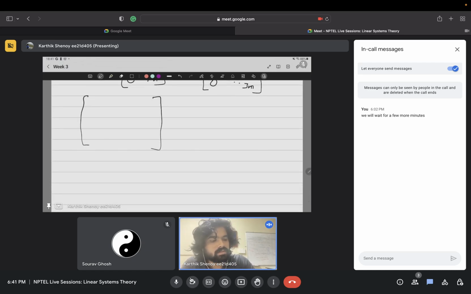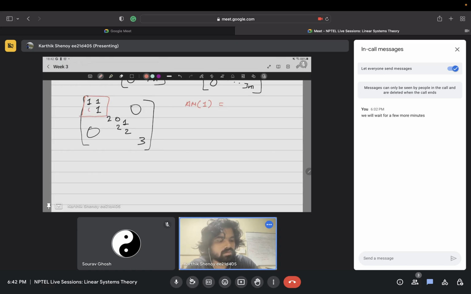Let us take 1, 1, 2, just a second, 2, 2 and 3. I am going to put 1, 0, 1. So that is it. This is a matrix and all the rest are zeros. So in this case, what is the algebraic multiplicity of 1? Algebraic multiplicity of 1? So this is 0.